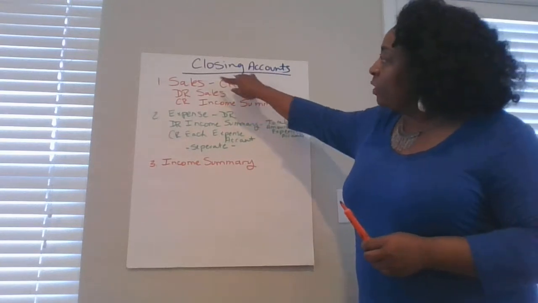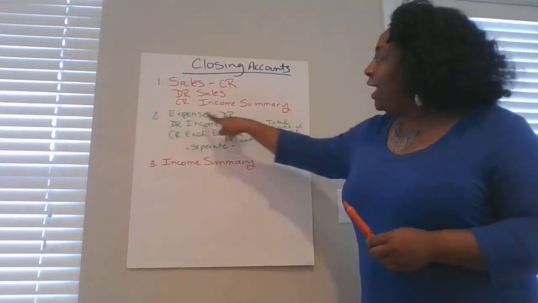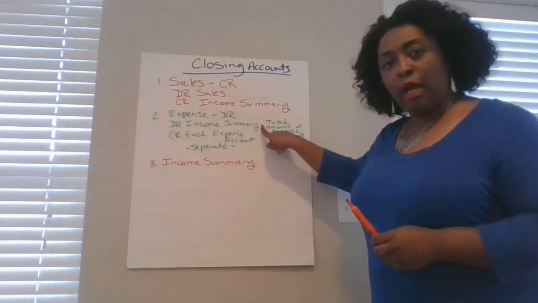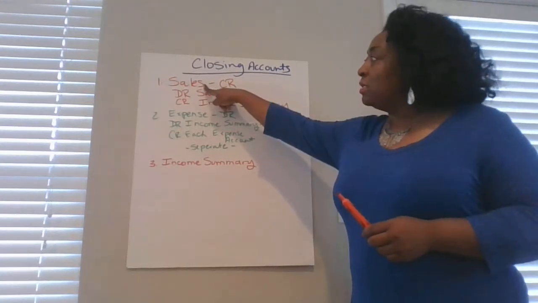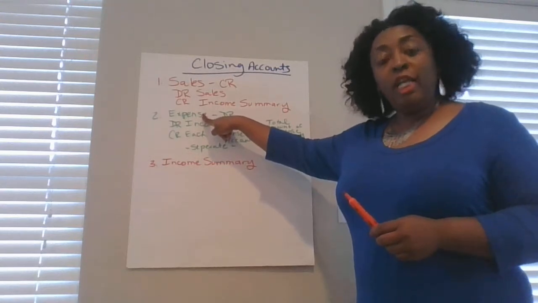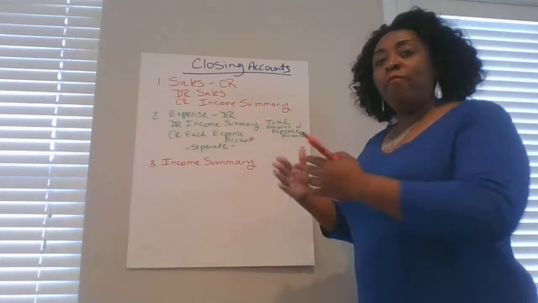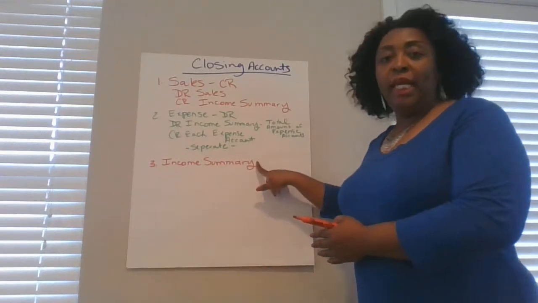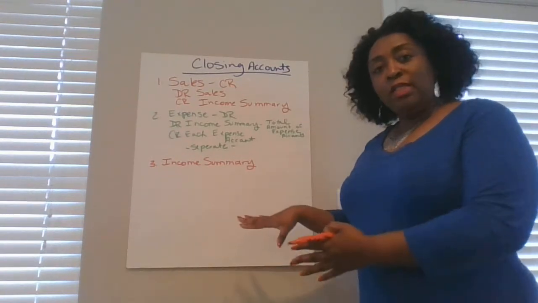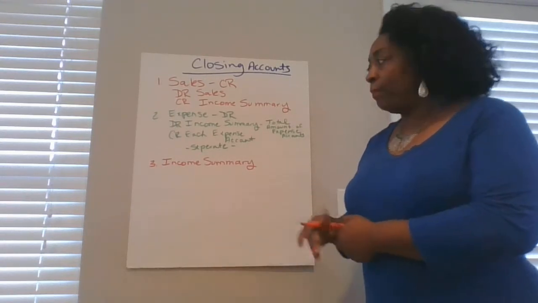Because if we look here, we see here we close sales and we close it to the income summary. And then we close our expenses and we close it to the income summary. And if we remember from our past lessons, sales minus expenses gives us net income or net loss. So in other words, we have placed net income or net loss into the income summary account. So when we close this account, we're placing that net income or net loss into the capital account. So the journal entry would look like this.